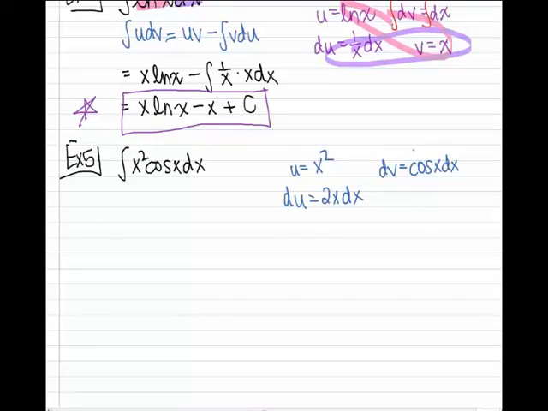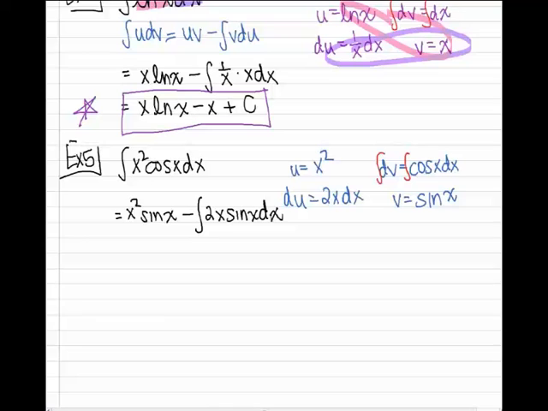So the du should be pretty easy to do. And what's the integral of a cosine? v will equal sine x. So using integration by parts, we have uv minus the integral of v du. So x squared sine x minus the integral of 2x sine x dx.